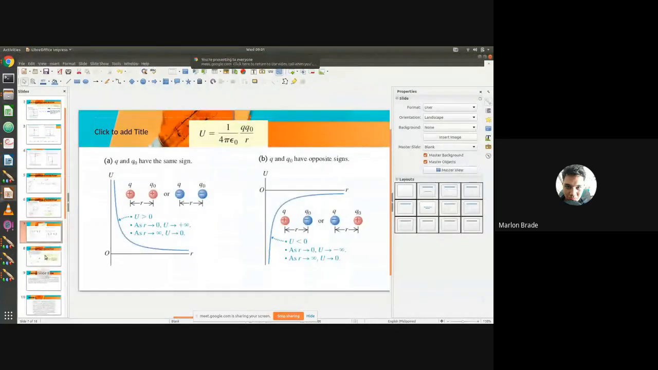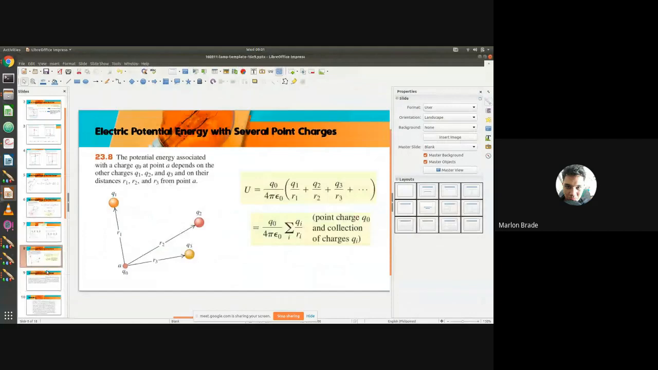Okay, so what if daghang kay charges? Ang atong derivation kay duha ra ka charge, Q ug Q naught. So what if daghang kay charges? What if nakoy charges nga Q1, Q2 and Q3 ug ang test charge is Q naught?